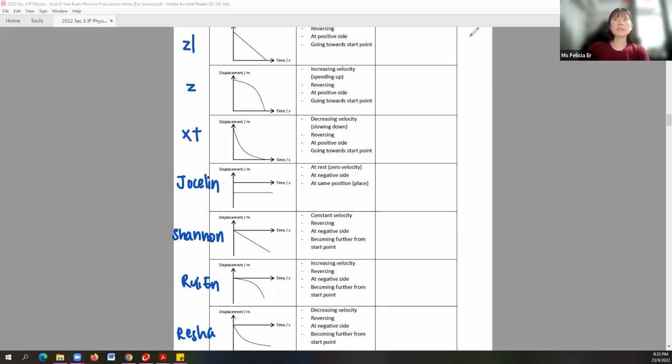Yep, so once you see your name, can you do that question first? You solve it on your paper first. Once you have the answer, you present it on the screen. Then after you present, you continue to finish up the rest of the questions. So you present your answer first. Can ZL, Z, XT, Joycelyn, Shannon, Ray-En, and Risha present your answer on the screen? Thank you. If any of you can't draw on the screen, you let me know.